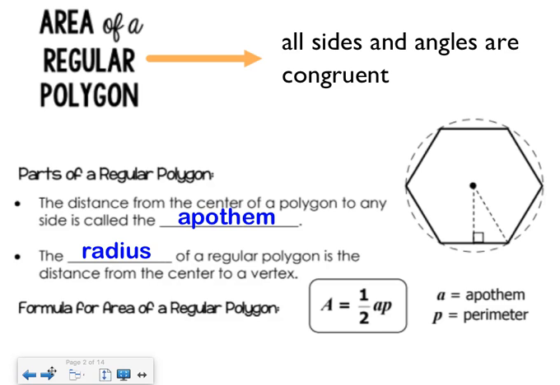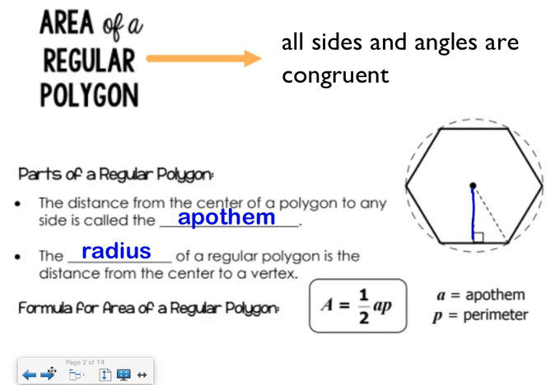The distance from the center of the polygon to any side is called the apothem. I normally say apothem, but I think the actual right way is apothem. That's this guy right here. So from the center to any side, I could draw it from here to here, any of these. All of those are apothems. Let me erase that because now it's confusing.